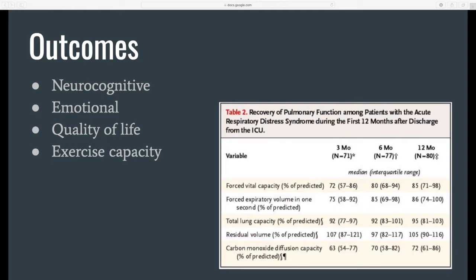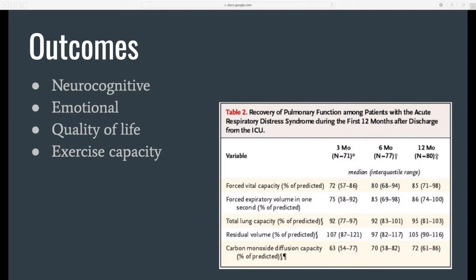For the outcomes, of the patients that are discharged after ARDS, at 1 year 45% had neurocognitive impairments. At 2 years, about a quarter of them had symptoms of depression and anxiety. At 1 year, the distance walked in 6 minutes was less than predicted. On lung function testing, there's a mild restrictive pattern after someone has ARDS. This chart shows some of the variables that are less than predicted at 1 year.